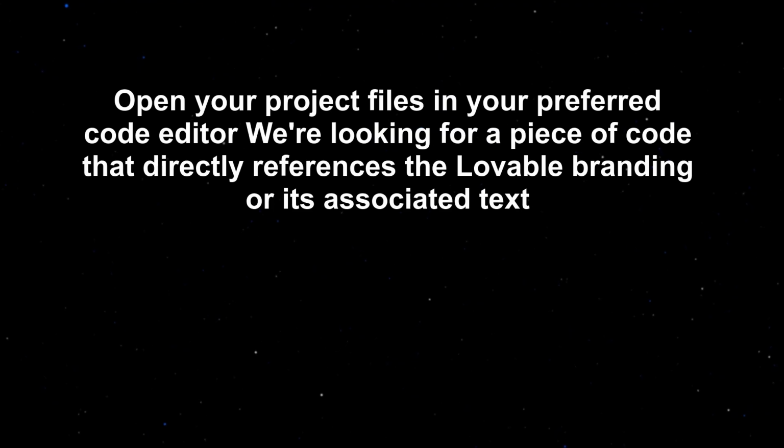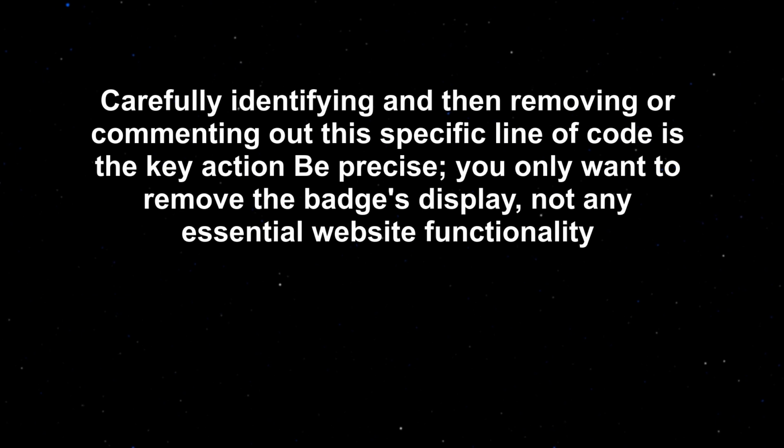We're looking for a piece of code that directly references the Lovable branding or its associated text. Carefully identifying and then removing or commenting out this specific line of code is the key action. Be precise. You only want to remove the badge's display, not any essential website functionality.